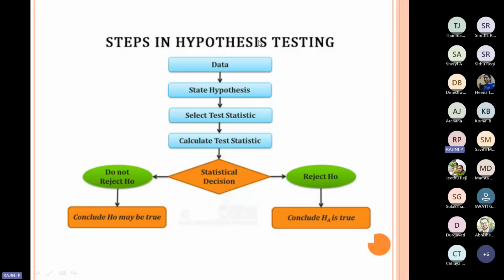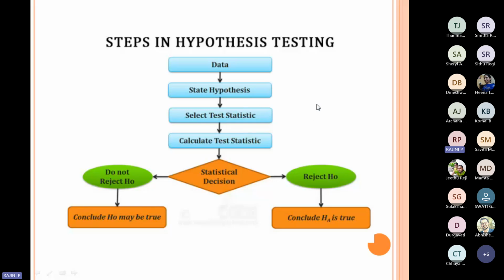First, you need to collect the data, state the hypothesis based on your objective, then decide which test you need to apply. So based on the test, you need to write the test statistic. That is a formula. So you'll be getting a value. Through that value, you need to take a decision whether to accept H naught or reject H naught. Clear? So these are the main steps we follow in testing of hypothesis.